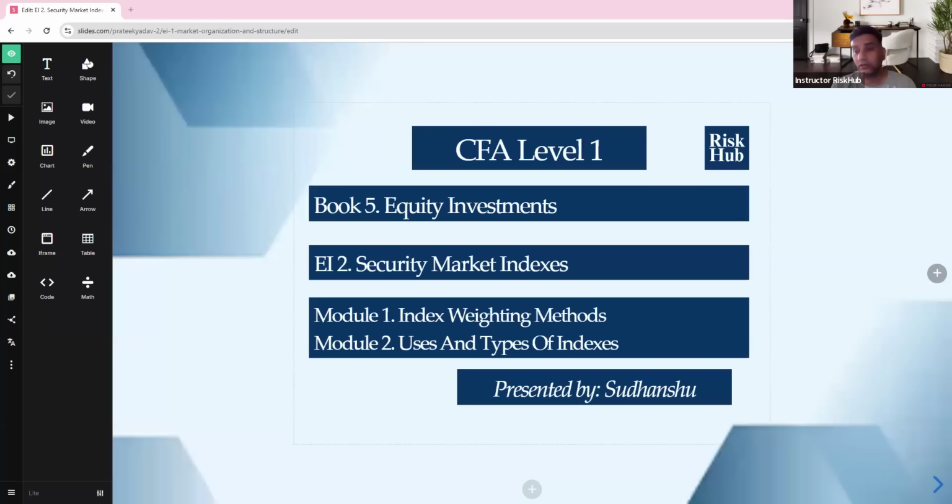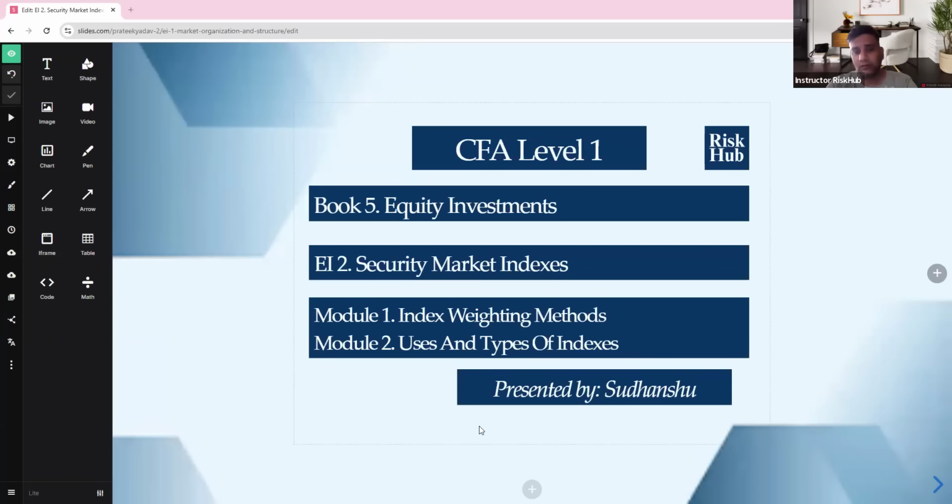Okay. So now we are doing chapter number 2 in equity, right? Chapter number 2 is about security market indexes. Some people call it indices also, right? First, we'll talk about module 1, which is index weighing methods. Then we'll talk about module 2, which is uses and types of indices. See, ultimately, indexes play a lot of important role in equity investments, right?